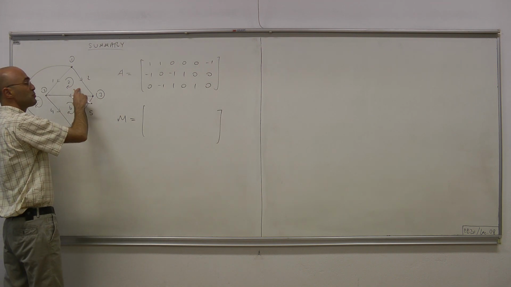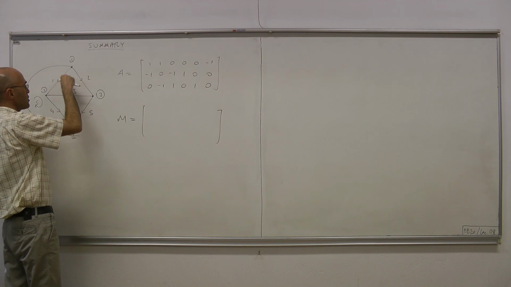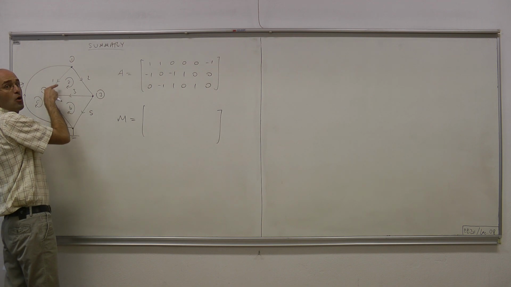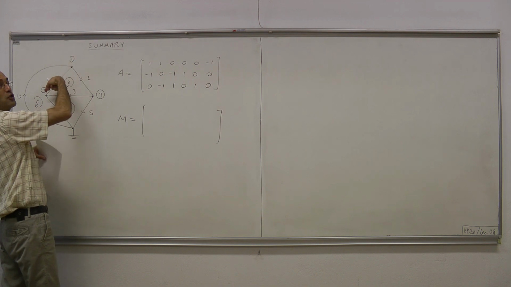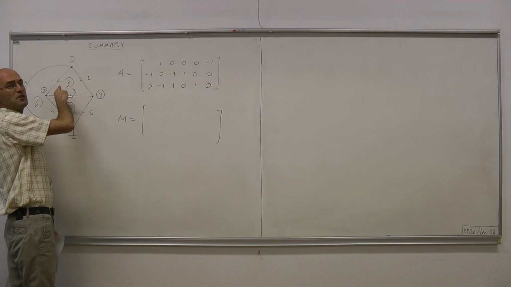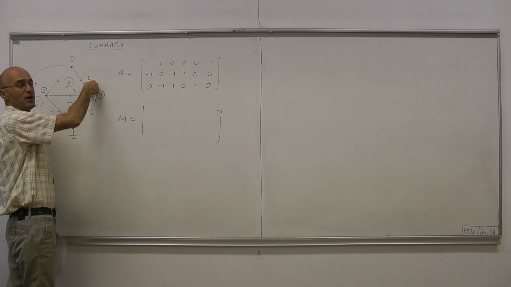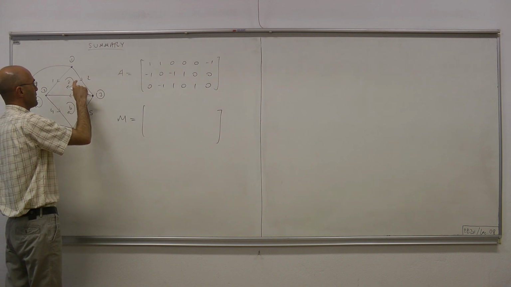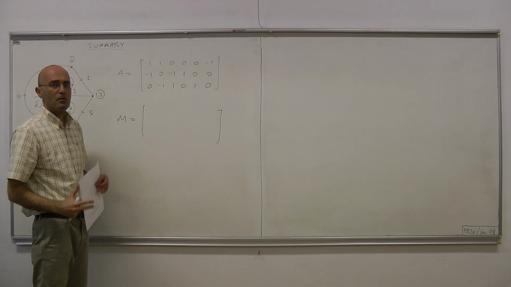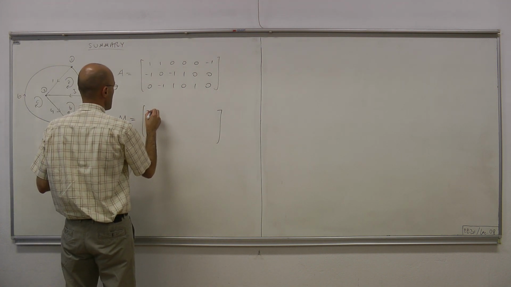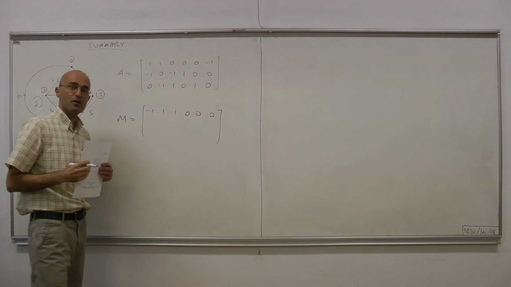To determine whether it's +1 or -1, you check the directions. The direction of the mesh is clockwise, so as it goes along branch 1, the directions are opposite. The mesh is going this way, branch 1 is going that way, therefore the corresponding entry is -1. Here it's the same direction as branch 2, therefore the sign will be +1, and finally it's the same direction with branch 3, therefore the sign will be +1. So what we have is -1, 1, 1, and then the remaining branches don't touch that mesh.